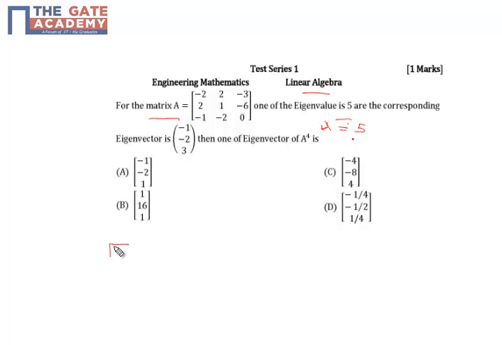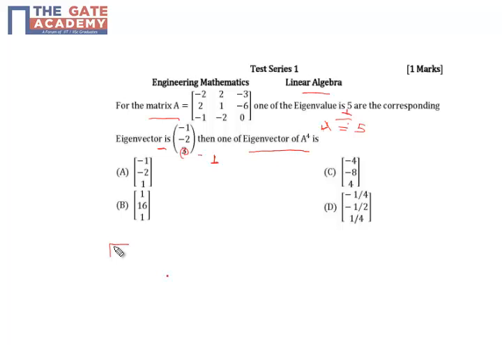Now the corresponding eigenvector is minus 1, minus 2, and 3. It's not a 3, it's a 1. First, the correction on this question: the eigenvector with respect to the eigenvalue 5 is minus 1, minus 2, and 1. And now he's asking for the eigenvector of A to the power 4.